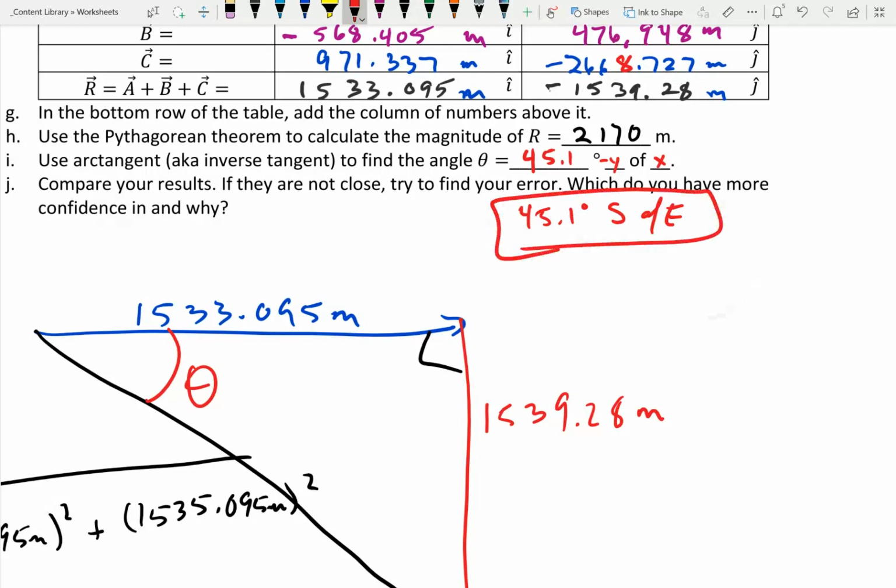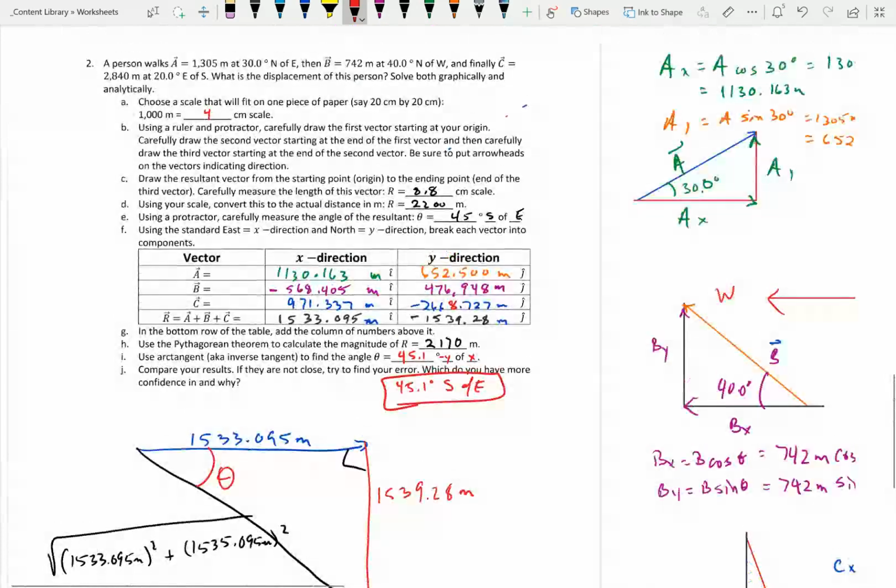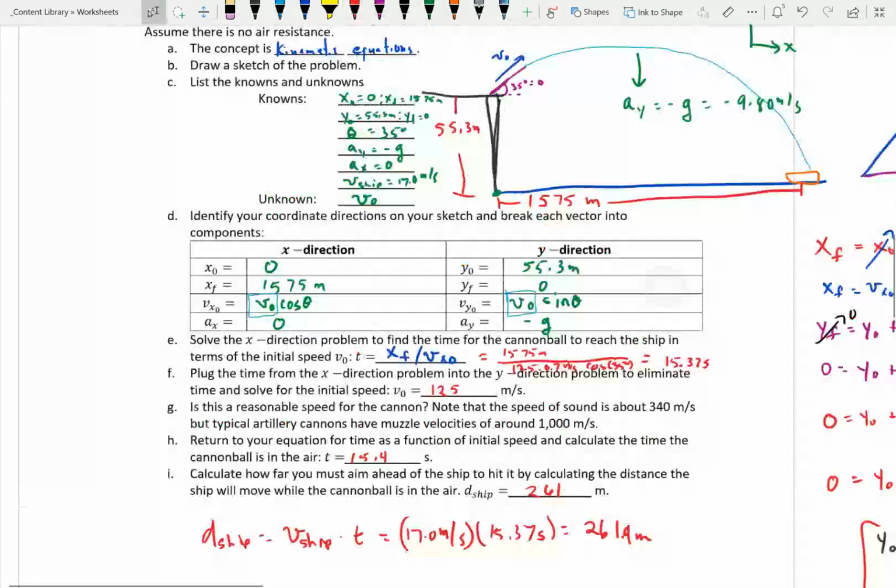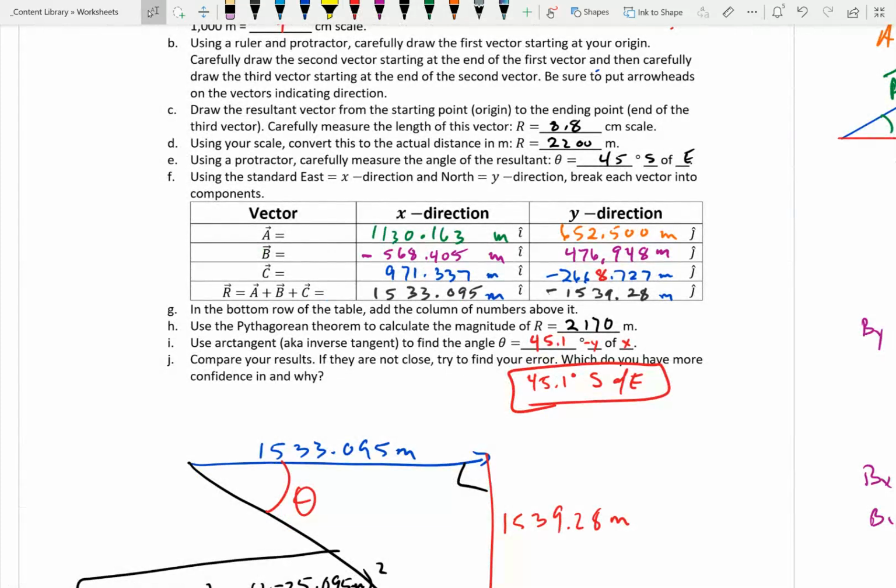So now if we compare my values, I had 2,200 meters at 45 degrees south of east from my drawing. I had 2,170 meters at 45.1 degrees south of east from my analytical method. My analytical method I have more faith in because I know I kept a lot of extra digits here. That's definitely right to 3 significant digits. Whereas the graphical one is not quite as accurate. Still pretty good. I mean, they agree. If yours don't come close to each other, you made a mistake. They should be close. And in fact, I'm very proud of this work. It's pretty good given the ruler I had.